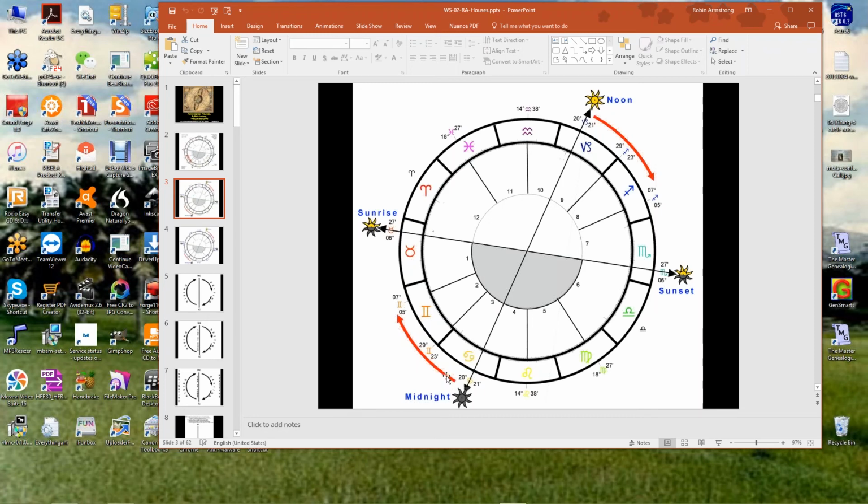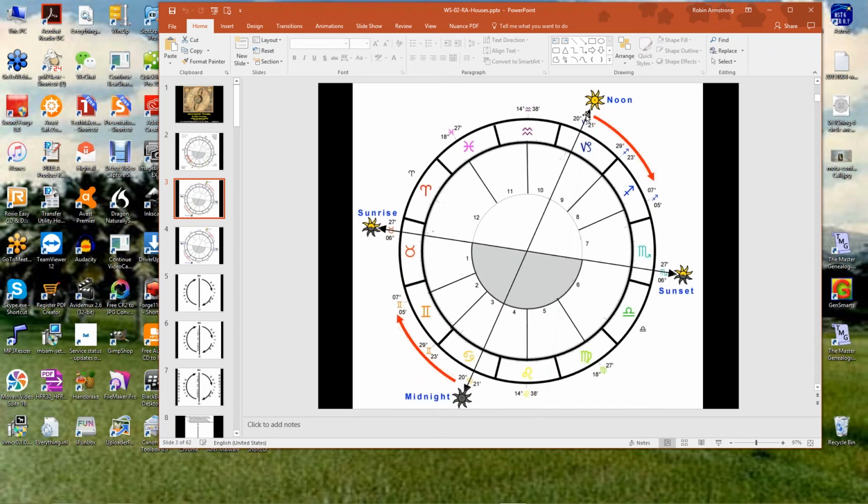Then, as the Earth is turning and the angles move counterclockwise, the sun starts rising from midnight. It starts to rise, and it gets to sunrise. At sunrise, when the sun's just coming on the horizon, it's on the ascendant. So sunrise is the sun on the ascendant. Then the sun continues to rise until it gets high in the sky, until at noon, it's as high in the sky as it can be.